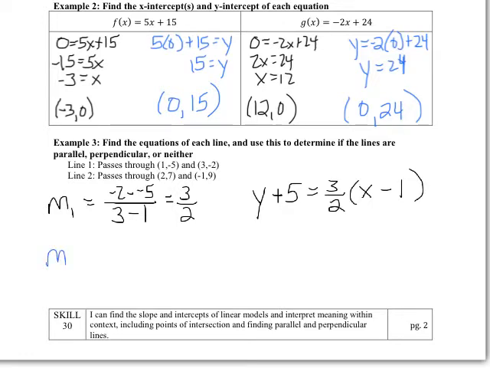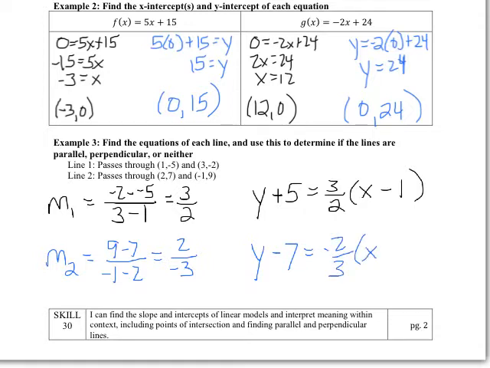For line 2, we're going to find the slope of line 2, and we do y2 minus y1 over x2 minus x1, and this gives us 2 over negative 3. And if we create the line equation, y minus 7 equals negative 2/3 times x minus 2. When we compare our slopes, we see that they are negative reciprocals of each other, and negative reciprocals indicate that the lines are perpendicular.